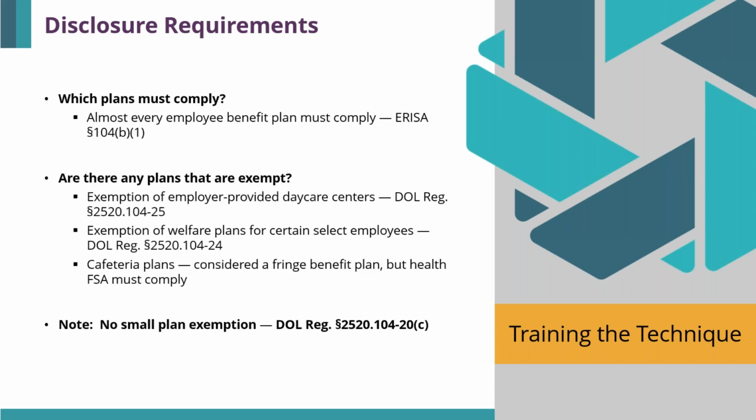So what plans must comply? Almost every employee benefit plan must comply under ERISA. There's no small employer exception. So if you have one employee, you have to meet these disclosure requirements. Are there any plans at exception? Exception for employer-provided daycare centers, welfare plans for selected employees, and cafeteria plans. Now, again, the sections of the cafeteria plan that are not an ERISA plan are your POP section and dependent care. Your health FSA is an ERISA medical plan. Again, as I indicated there, there's no small plan exception.